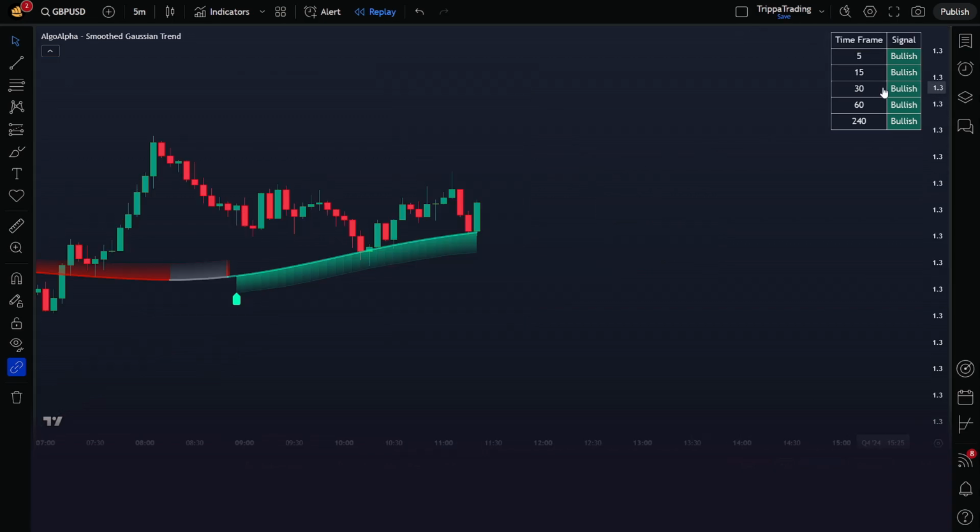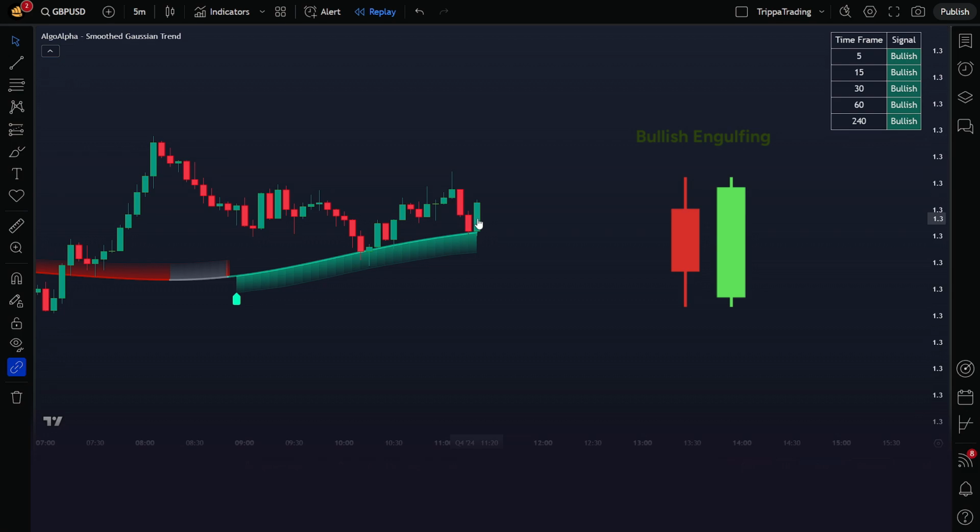Here, we can see the market is bullish on all the time frames, which is an even stronger signal. Next, we can see the Gaussian band is also green, confirming the uptrend. Now we wait for a pullback. Price touches the Gaussian band, but doesn't close below it. Here, we can see that this candle meets the criteria, making it a valid pullback entry.